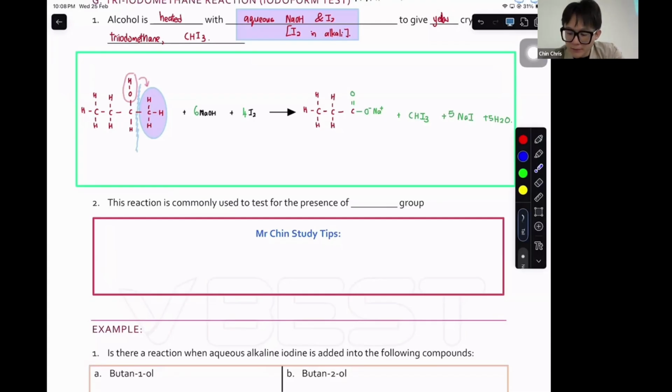Okay, guys, remember, you must have a CH3 next to a COH. If there's no CH3 next to COH, this reaction cannot proceed.